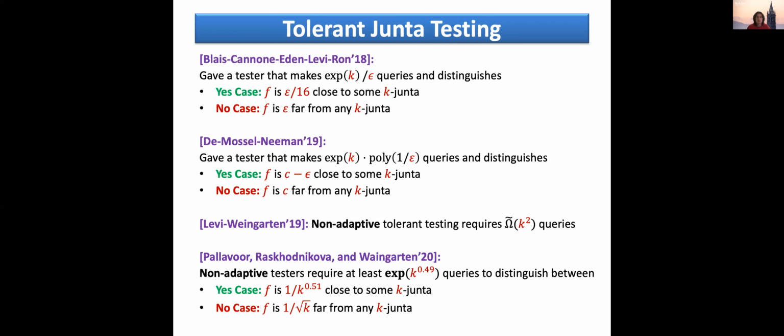More recently, Pallavoor, Raskhodnikova, and Waingarten showed that non-adaptive testers require at least exponential in nearly square root k queries to distinguish between f that is 1 over k to the 0.51 close to some k-junta and f that is 1 over square root k far from any k-junta. So this is a much stronger lower bound, but on the other hand, epsilon and epsilon prime are not constants as they were in the result of Levi and Waingarten.